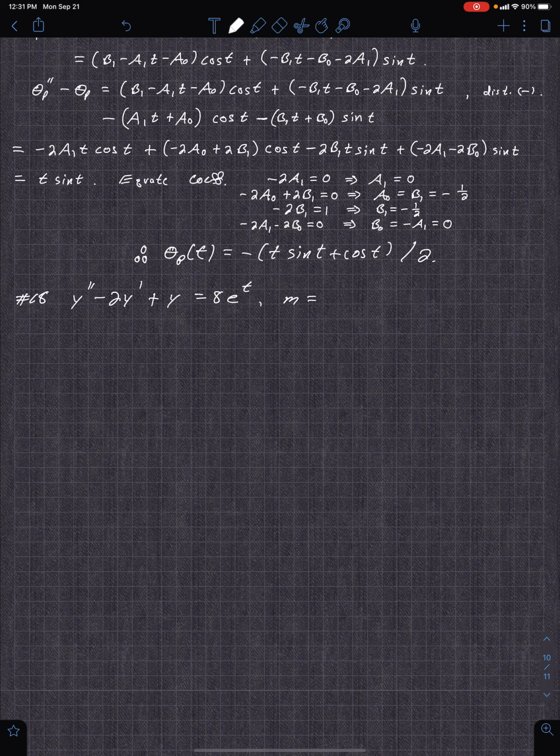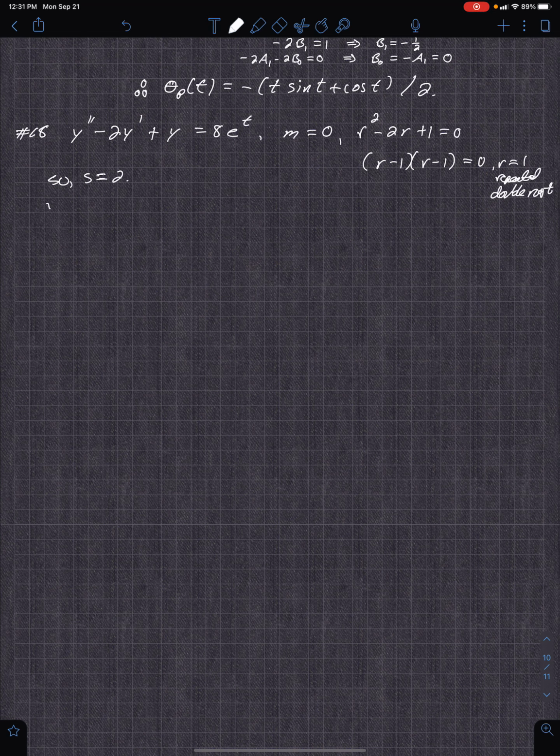So we can see here no t terms, so m is equal to 0. We have for our auxiliary equation r squared minus 2r plus 1 equals 0. And that is actually a double root. So this is the double root case I wanted to show you. So r equal to 1, obviously repeated. In particular, it's a double root. That was the case above that had a double root. So s is equal to 2. All right, so if s is equal to 2, then we know what our particular solution is, and then we go and solve for a. So y particular is equal to a t to the s e to the t.